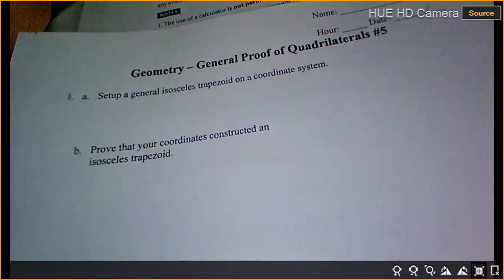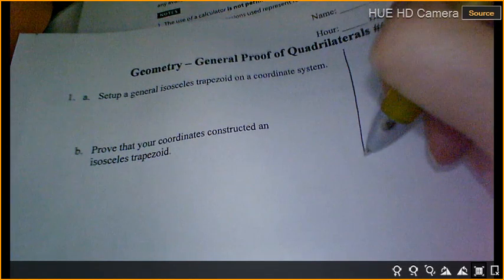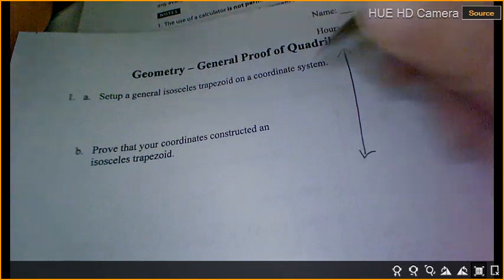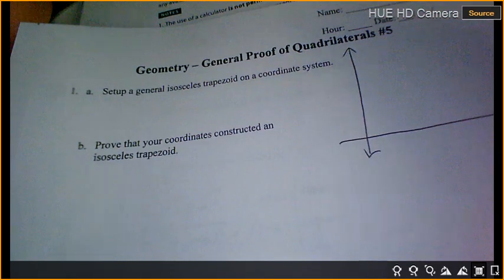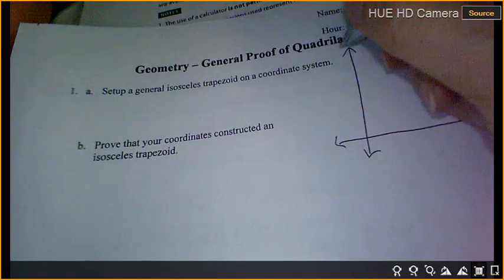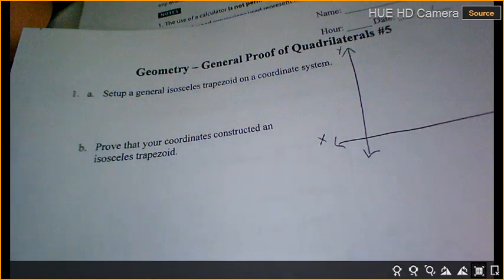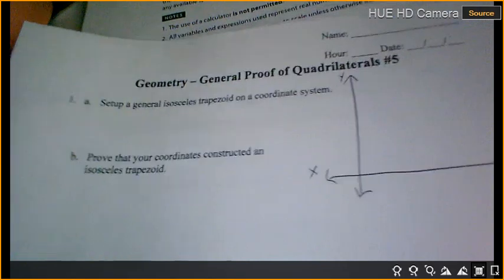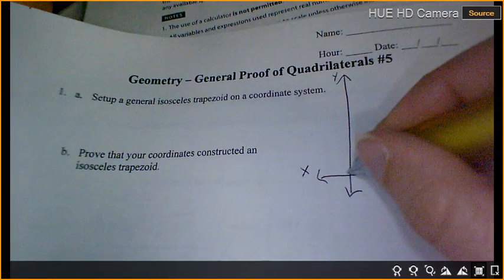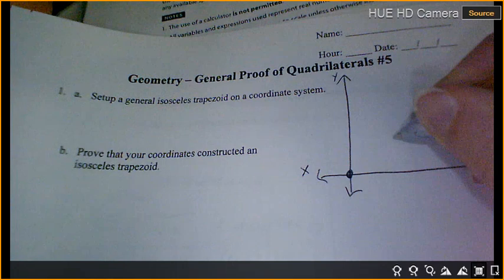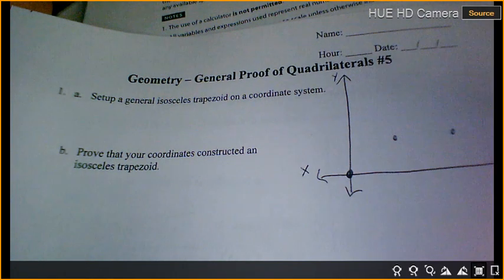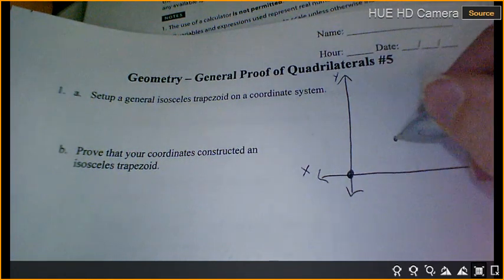All right, we are looking today at the general proof of a trapezoid. An isosceles trapezoid. So the first thing we're going to do is sketch a little graph here to the side. I've got my y-axis straight up and down. My x-axis is right to left. And I am going to then plot my points. I like to always have one at 0, 0 if I can. And here is my isosceles trapezoid.